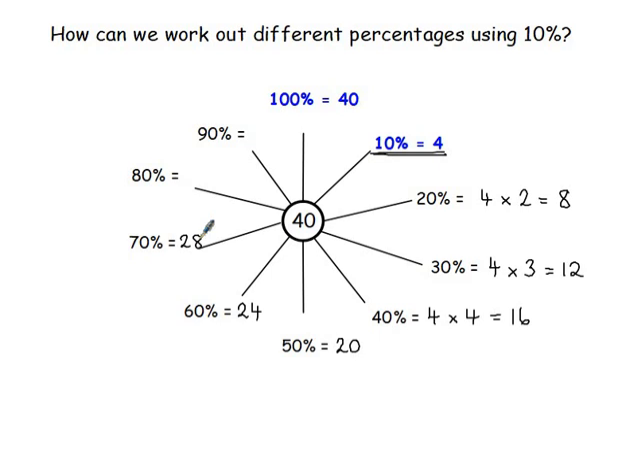So 80% is going to be 8 lots of that 10%. So 4 times 8, 32. And then finally 90%, 9 lots of that 4. So 4 times 9, 36. And you can see it's the full 4 times table going around the circle. Okay, now using these, there are lots of different ways to work out percentages, but these are really important facts that will get you there quickly.